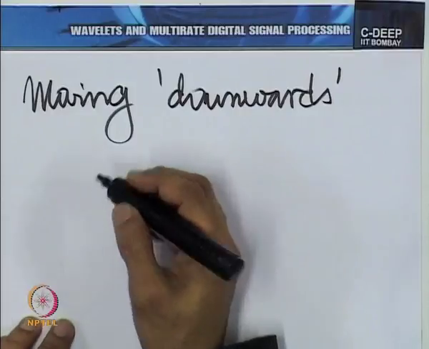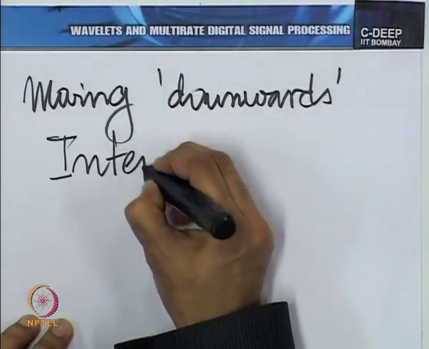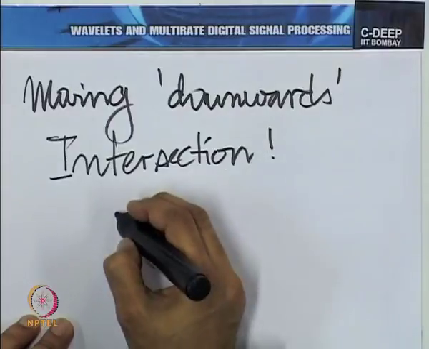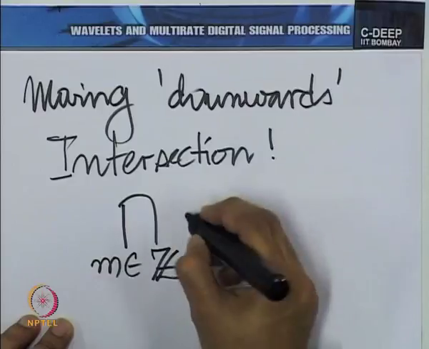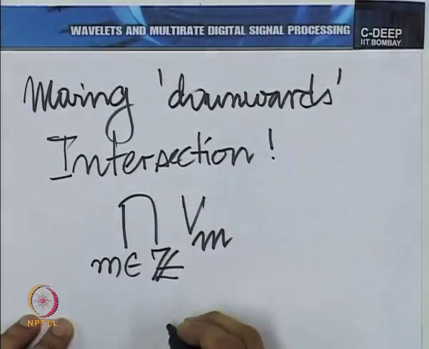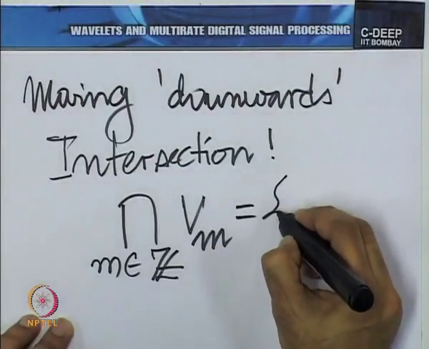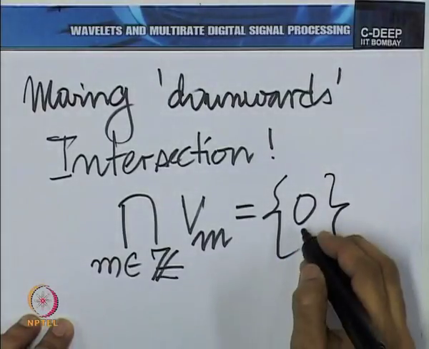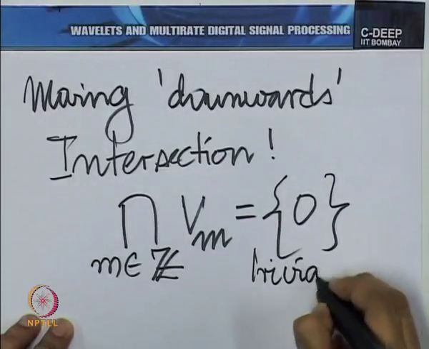Just as union takes you upwards, intersection takes you downwards. So, if you take an intersection over all m belonging to Z of V m, there I do not need to worry about closure or anything of that kind. I can simply put down, this is a trivial subspace, essentially the subspace of L2R with only the 0 function included. This is called a trivial subspace.